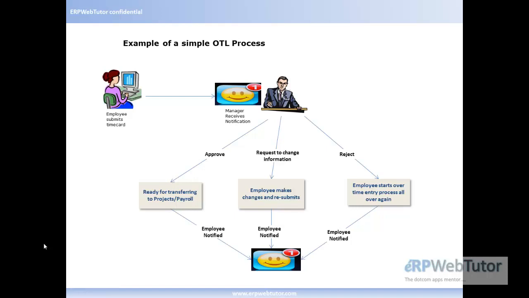If the manager requests a change of information, for example, an employee took a day off on a certain day of the week, but in the time card by mistake has entered worked hours, the manager can send it back to the employee saying please correct the time card, and then the employee makes the changes and resubmits. Again, the manager gets the notification, and then finally the manager approves or rejects. They can always request more information.